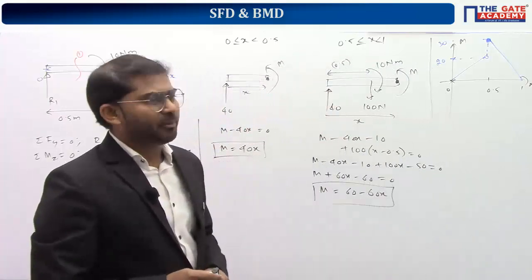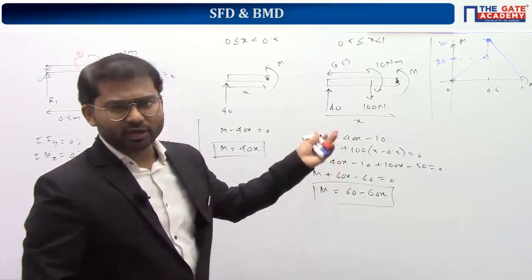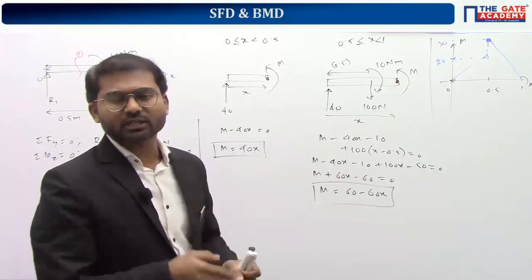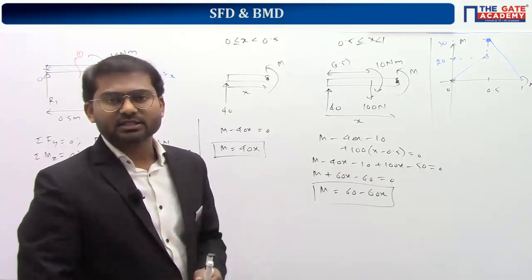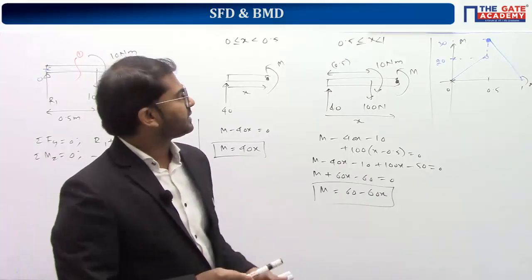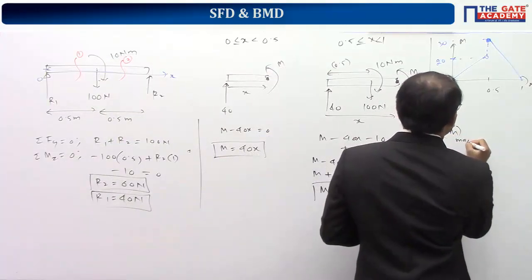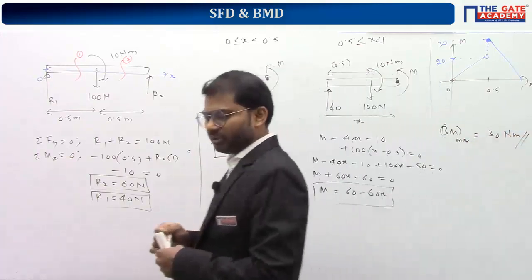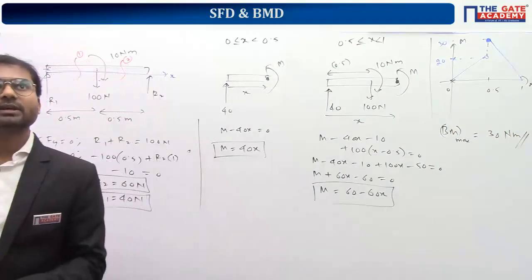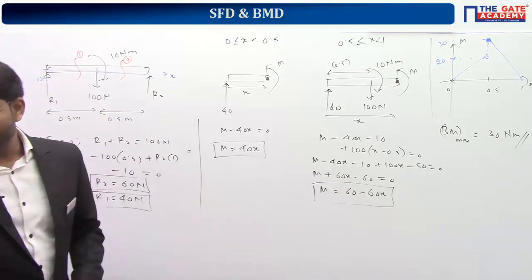Understand? The discontinuity is happening due to the application of the moment. If the moment were not there, it would have become a simple triangle, as we have seen in the previous examples we discussed in the previous class. So from the diagram we can say the maximum value of bending moment is 30 Newton meter. So 30 Newton meter is the answer for this question. So the answer is B here. Okay? I hope there is no doubt. Let's go ahead.